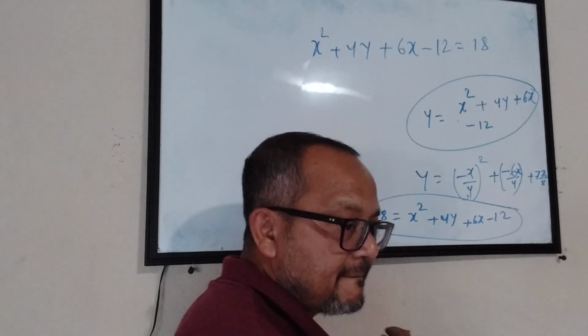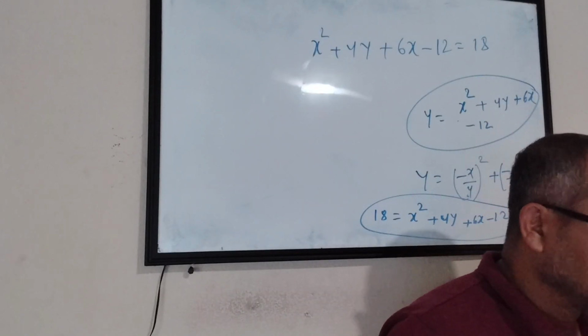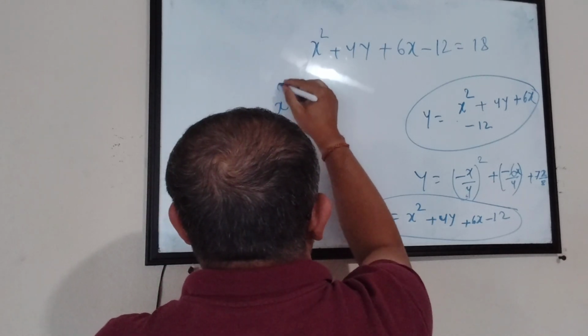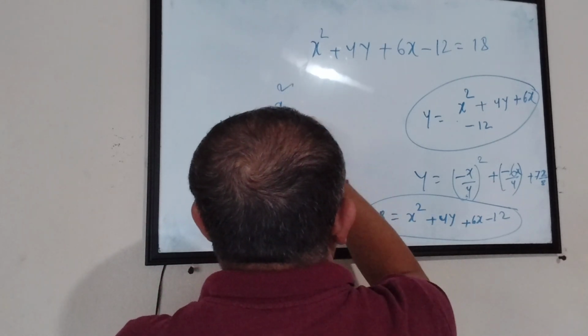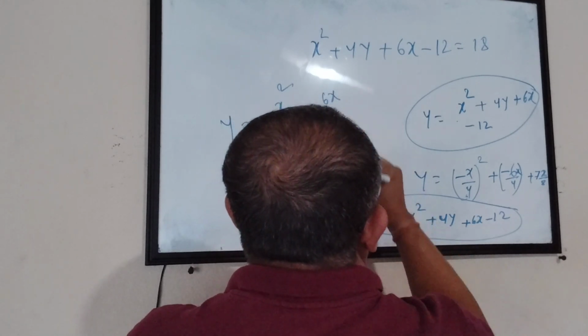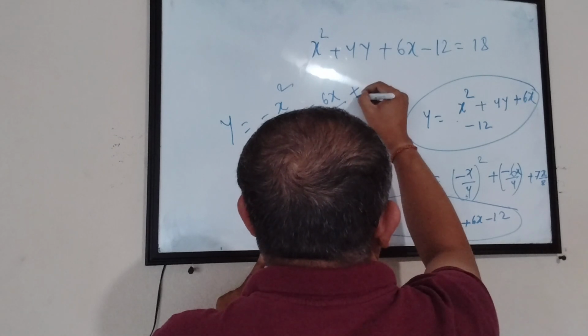Let's see what Vishal has to say. I got y is equal to negative x squared by 4, minus 6x by 4, plus 30 by 4.